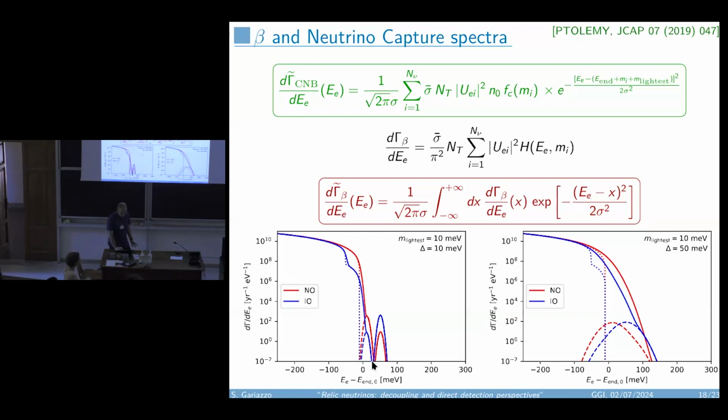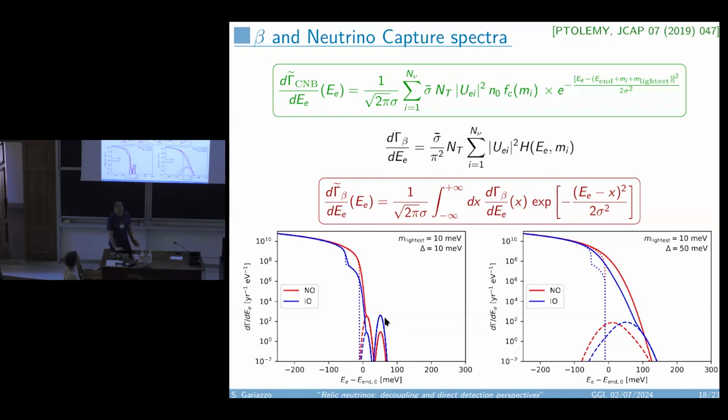while the second and the third lightest mass eigenstates have the largest mixing with the electron flavor. So it's a little bit easier to determine if there are relic neutrinos or not in the inverted ordering case. Unfortunately, data seem to prefer normal ordering, but this is another story.